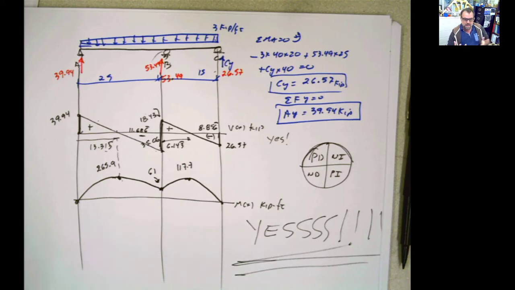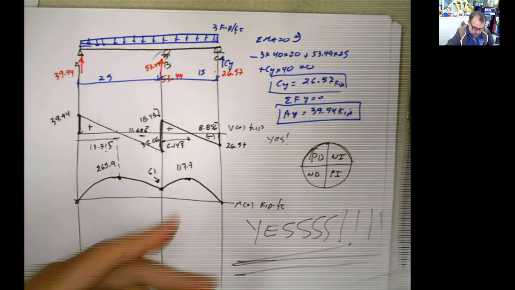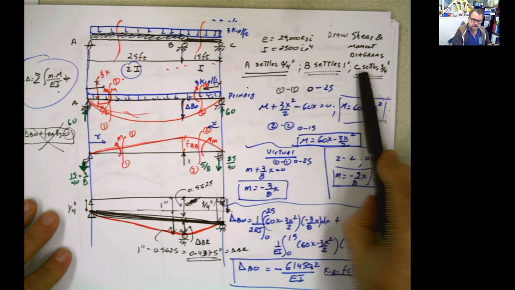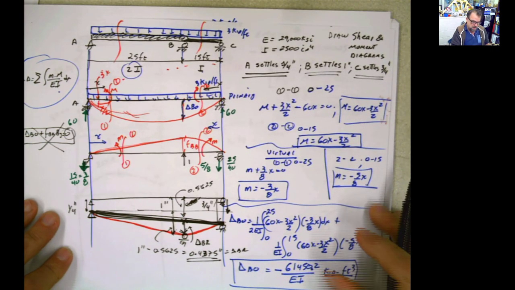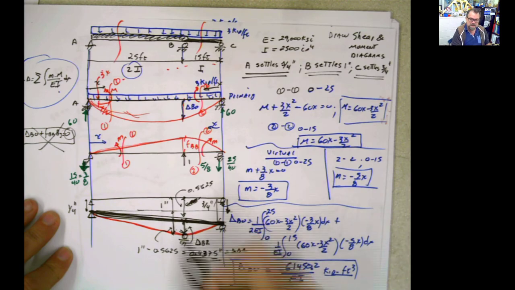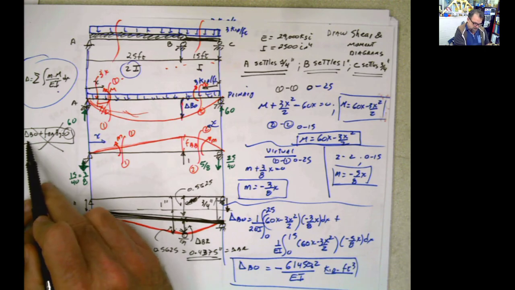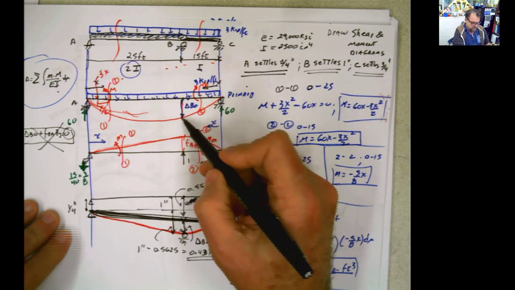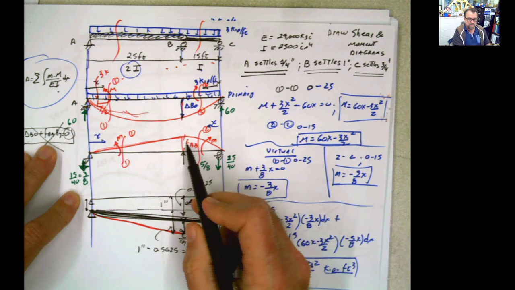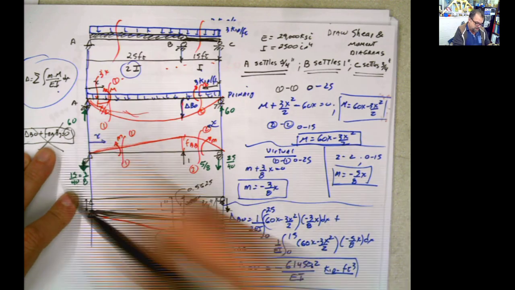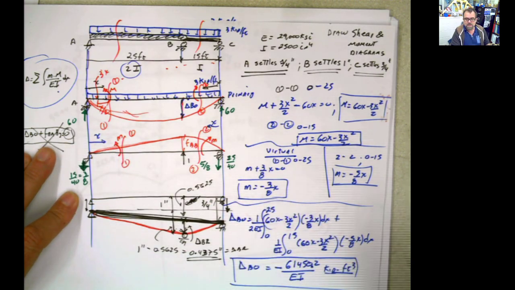Now, the rest is the same thing. Just recapitulating what we did here. This was the original problem. What is the difference between this and the other one? That you have settlement in the supports. The important thing is identifying the relative settlement. Once you identify the relative settlement, instead of saying this is going to be the deflection of my primary plus the pushing from the virtual and the flexibility coefficient equal to zero, now it's going to be equal to plus or minus, depending on the sign, that displacement that we just calculated.